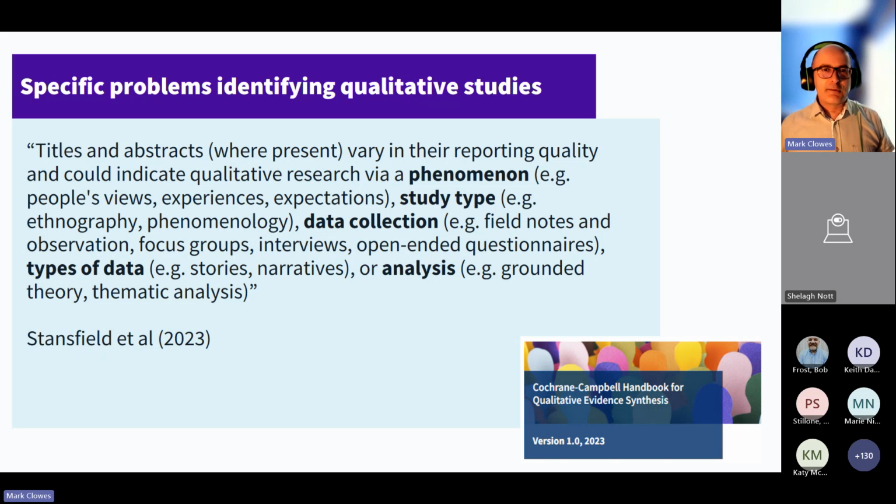They may refer to specific methods of data collection, or they may not. And again, the same with the analysis techniques.